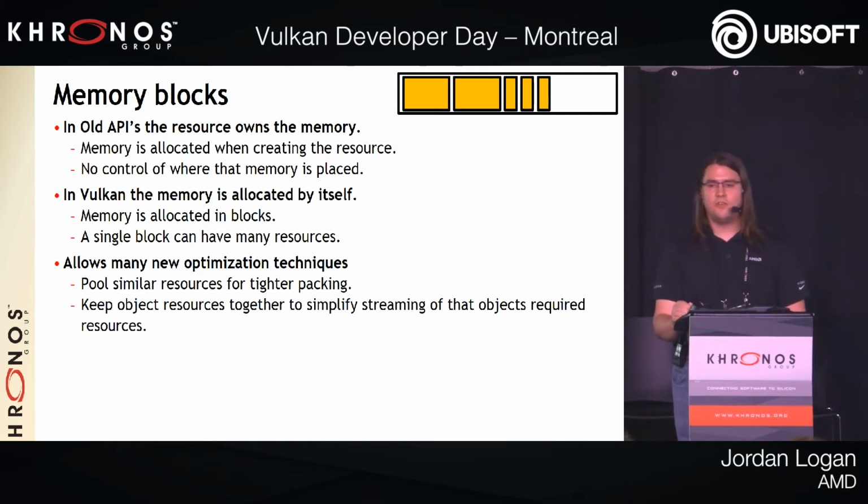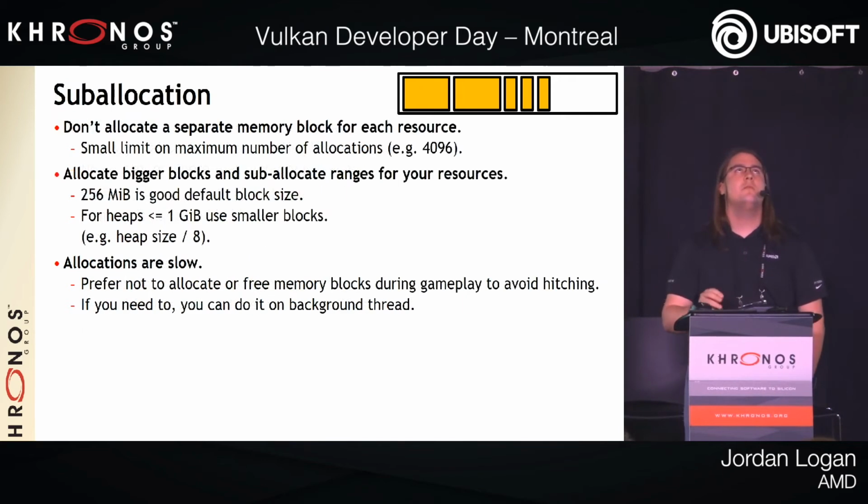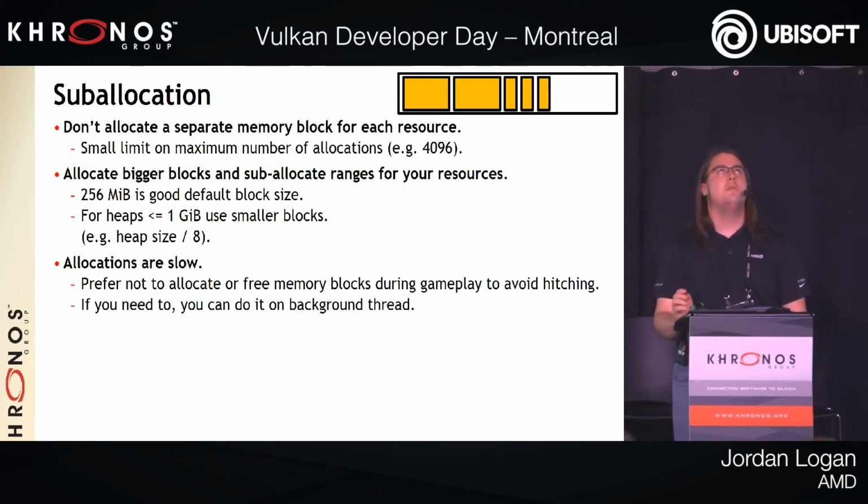You can start to pull together all your similar block memory resources that have the same alignment and size to reduce the amount of wasted memory due to alignment. Or you can pull all your object resources together to simplify streaming in new resources, since they'll all be in one contiguous range. Now, there are some things you have to be aware of with the new memory block architecture.